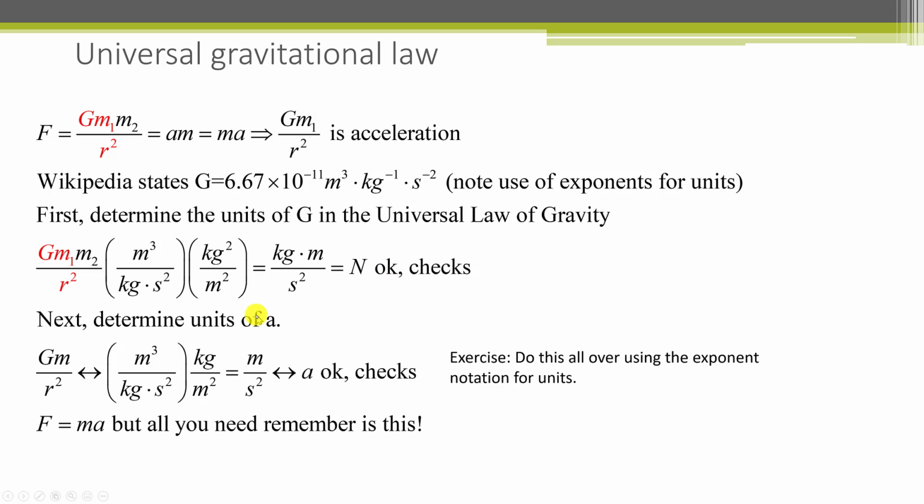Next, let's determine the units of the red symbols, which should be A. So we take the same units for G and multiply by meters or kilograms per meter squared. Kilograms per meter squared works out, if you cancel out the units, to meters per second squared. So that's acceleration, so that checks. But you don't need to know all this. You just need to be firmly remembering F equals ma. A good exercise is to do this all over from memory using exponential notation.